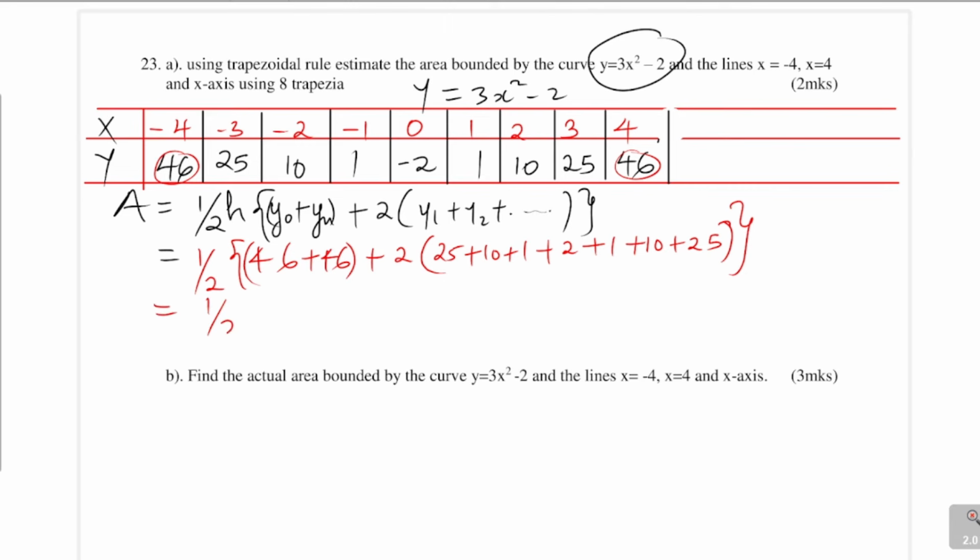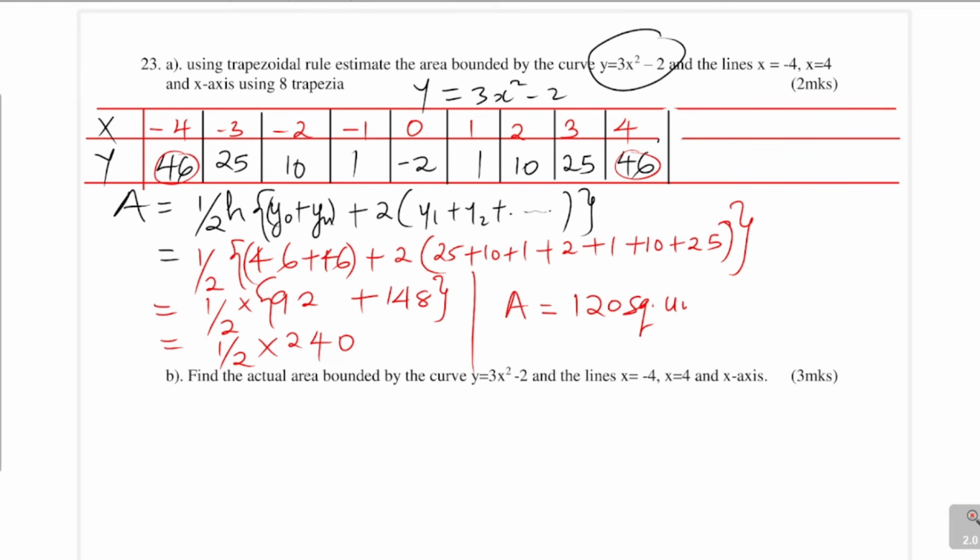So this will give half times 92, which is 46 plus 46, and then the other one, 2 into brackets, just feed it in your calculator. Adding 25 all the way to 25 will give you 148. This will give half times 92 plus 148, that will give 240. When you work it out, the area is half of 240, which gives you 120 square units. That is the area using the trapezoidal rule.